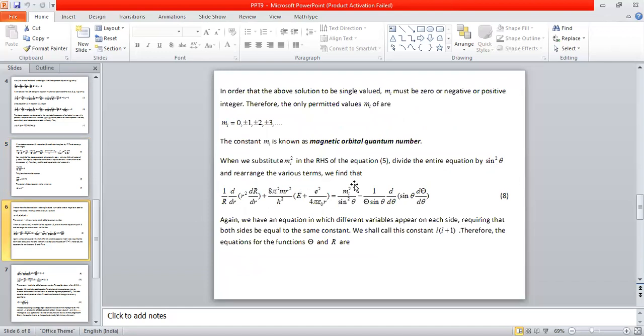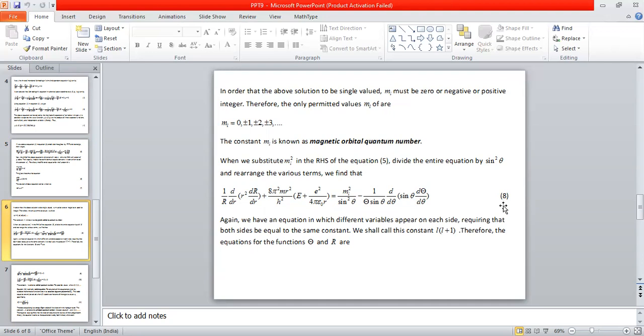And therefore, what we are going to get is 1 by r d by dr of r square dr by dr plus 8 pi square m r squared by h square times E plus e square divided by 4 pi epsilon naught r, and that should be equal to ml square. This ml square comes because we have inserted that constant, and we are dividing the entire equation by sine square theta. So on the right side we get ml square by sine square theta minus 1 by capital Theta sine theta, d by d theta of sine theta d Theta by d theta. So this is equation 8.